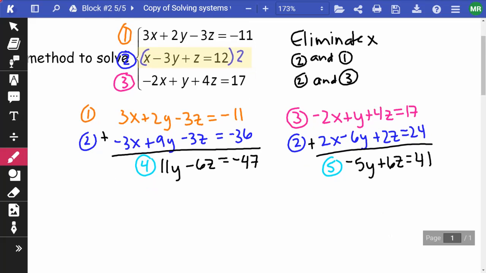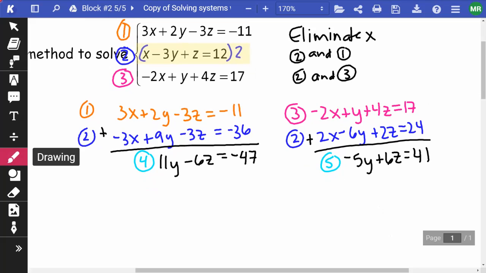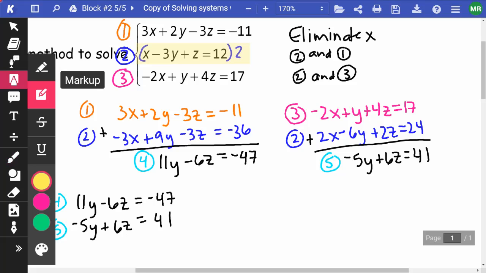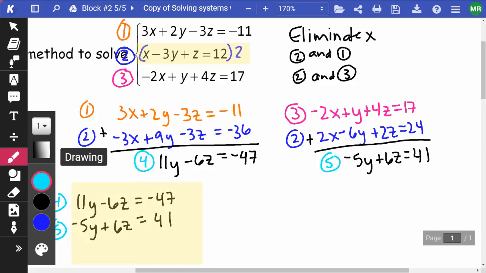Okay. So let me just move this. And this is what I'm now going to solve. I'm going to take 11y minus 6z equals -47 and -5y plus 6z is equal to 41. And again, this was my equation 4 and my equation 5. Let me just highlight it. So I'm solving this system. This is what I'm solving right here. And so when I solve, I need to solve for both my y and my z.